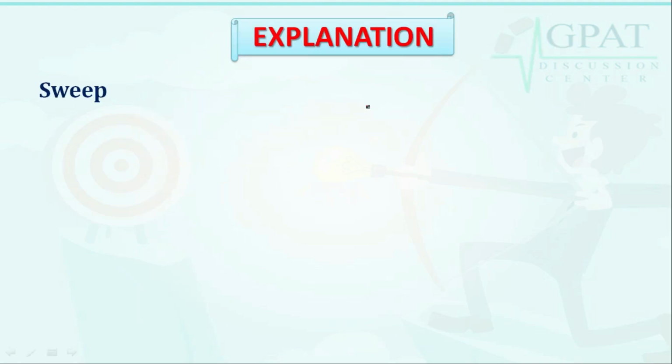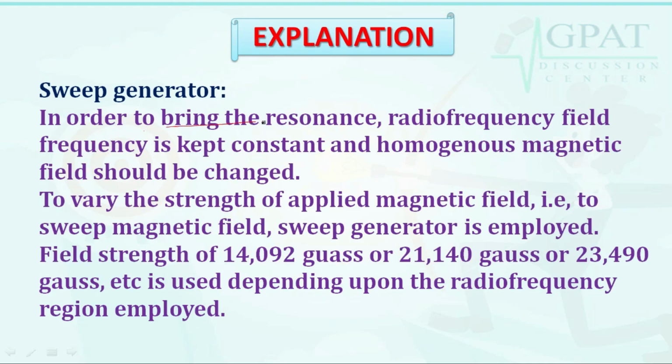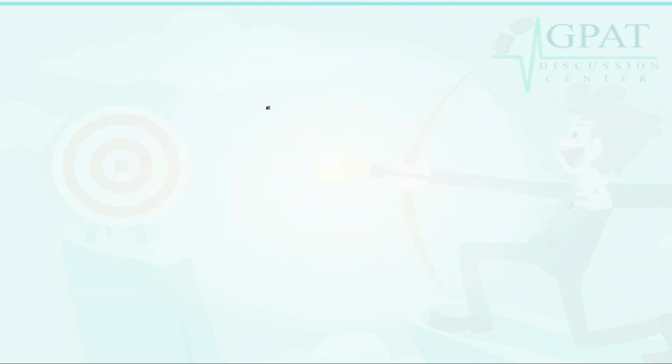Let's discuss with the help of explanation. The sweep generator is to bring the resonance; radio frequency is kept constant, and the homogeneous magnetic field should be changed. So to vary the strength of the applied magnetic field, that is to sweep the magnetic field, a sweep generator is employed. Field strength of 14092 Gauss or 21140 Gauss or 23490 Gauss, etc. is used depending upon the radio frequency region employed. So sweep generator is used. It is the correct answer.